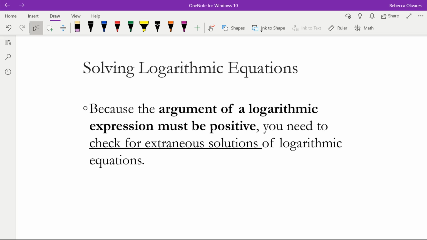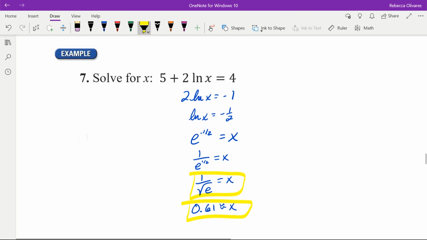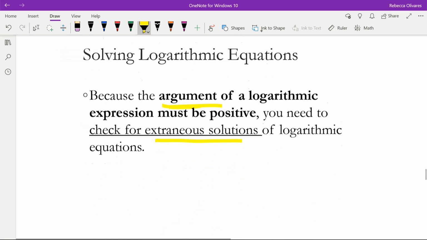Now, one thing that you have to remember about solving logarithmic equations is that the argument always has to be positive. This means that once you solve, you need to check for extraneous solutions. So if I go back up here, 0.61, it is a positive value. And if I check up here, I will be plugging a positive value into the argument of that logarithm, and that's totally fine. So that's why that one works.